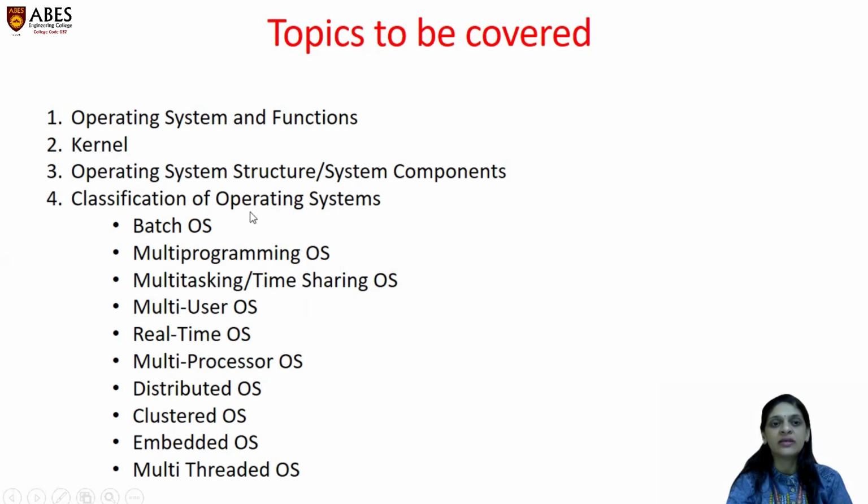The next topic is classification of operating systems. We have various types of operating systems like batch operating system, multi-programming operating system, multitasking operating system, multi-user, real-time, multi-processor, distributed, clustered, embedded, and multi-threaded operating system. So these are the various types of operating systems that we will discuss.